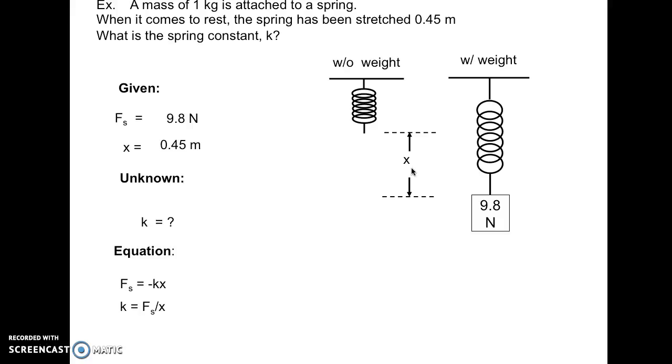So we like to rearrange our equations so that we can see the relationships. We're solving for k. So the relationship that we have there is k equals F sub s over x. And we can plug in the numbers that were given, and we get a spring constant of 22 newtons per meter. And we can see that the equation makes sense. We got newtons per meter, so make sure your units make sense. But then we also can relate that back to the graph that we looked at in the last example.